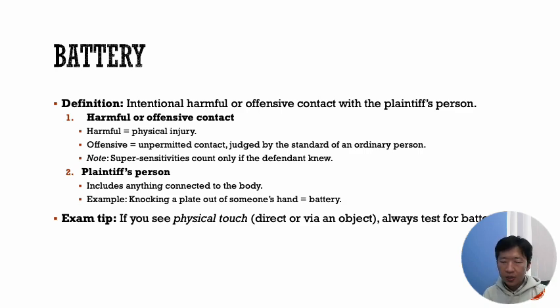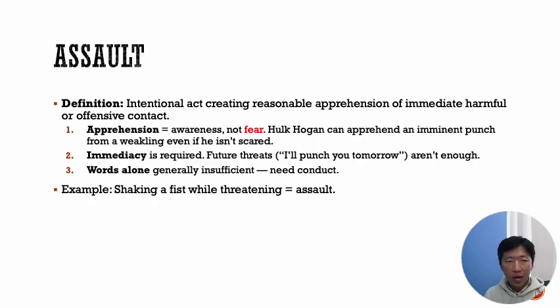So the exam tip is, you are looking for physical touch, whether this one is direct or via an object. But don't forget, always test for battery. Next one, we're going to talk about assault.